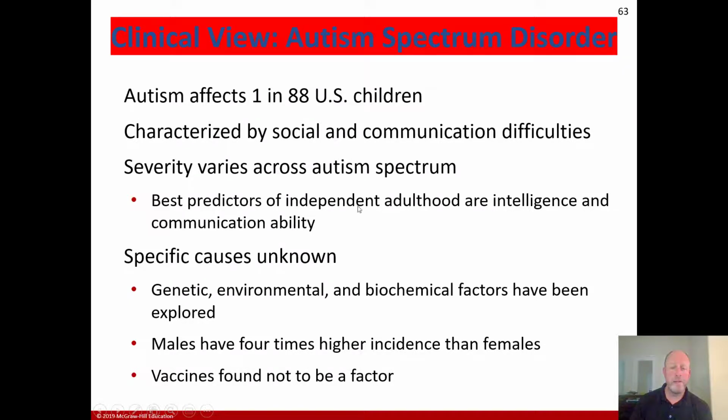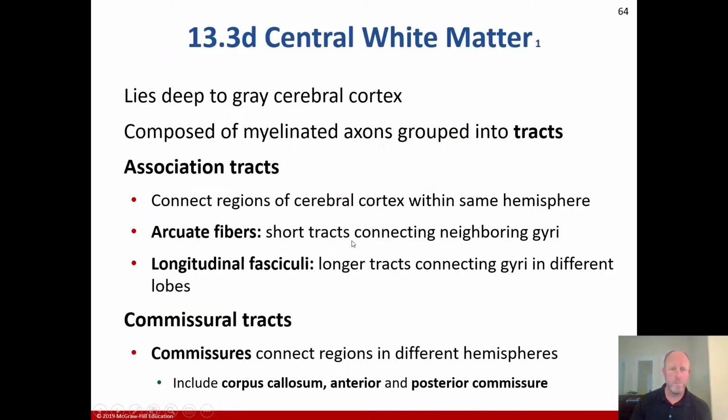The best predictors of independent adulthood are intelligence and communication ability. Specific causes are unknown. Genetic, environmental, and biochemical factors have all been explored. Males have 4 times higher incidence than females do, and vaccines are found to not be a factor with autism.